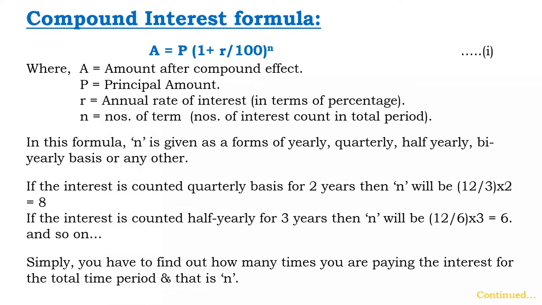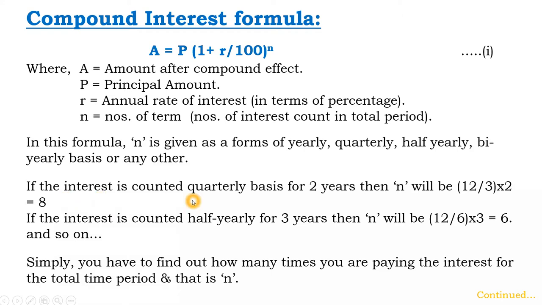Follow the description box. So here we are discussing the formula: A is equal to P times (1 plus R by 100) to the power n. Here A is the amount after compound effect, P is the principal amount, R is the annual rate of interest in terms of percentage, n is the number of terms, that is, the number of interest counts in the total period. In this formula, n is given in the form of yearly, quarterly, half-yearly, bi-yearly basis or any other form.